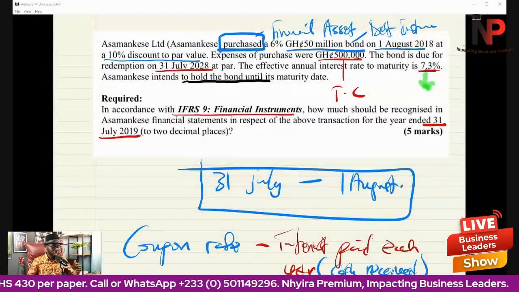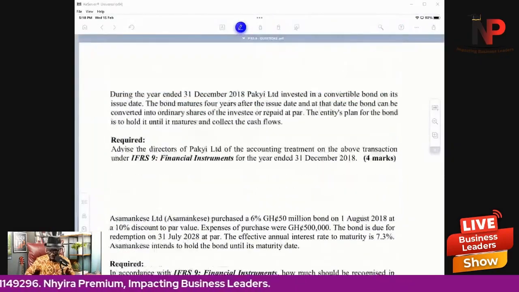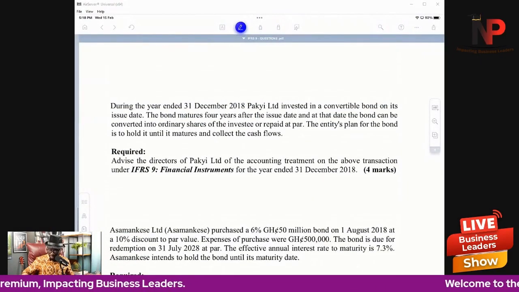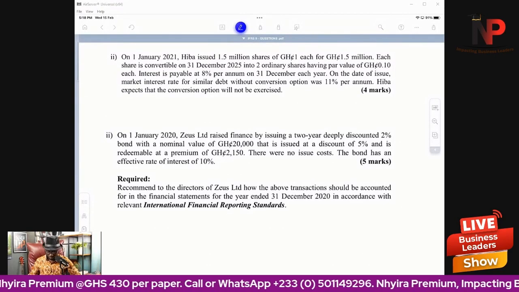Now, let's go to another question. Again, we are applying the principles. So let's go to another question. I want to bring you up with another question here. This question here is for 5 marks.